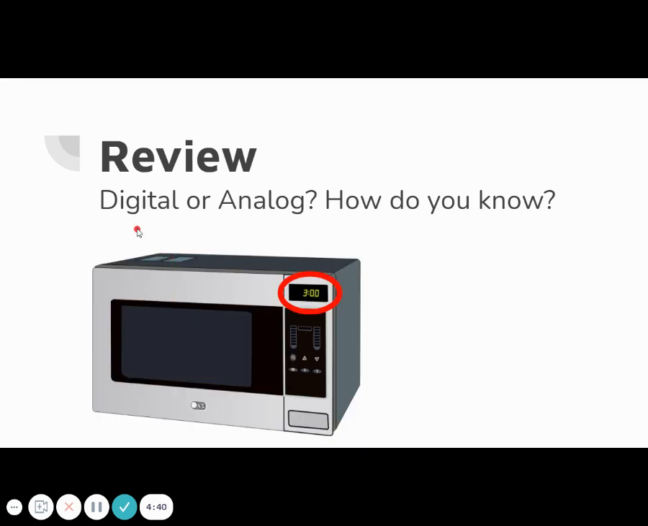All right. Is this microwave clock digital or analog? And then don't forget to think about how you know. You should have said digital. It is digital because it has an hour number, a colon, and the minutes. So good job.